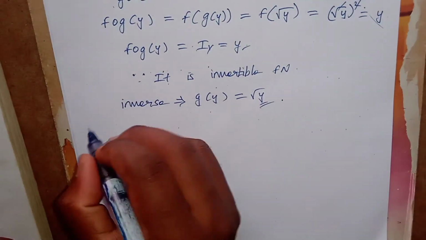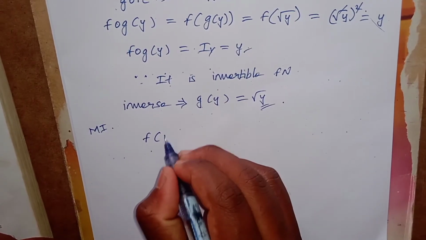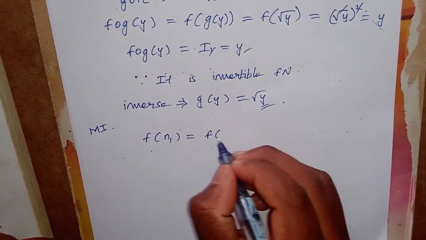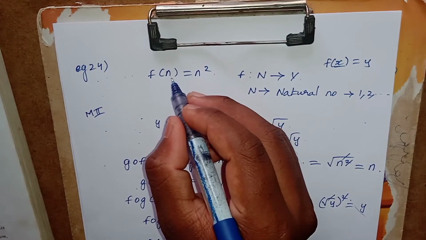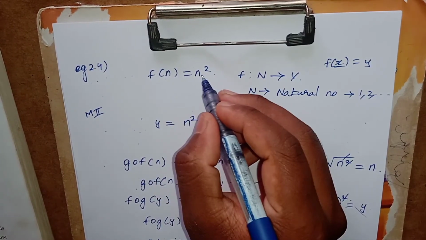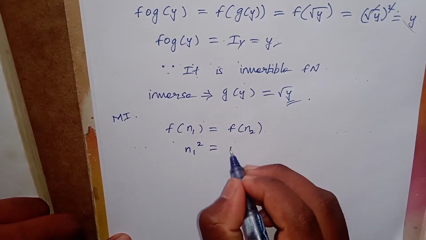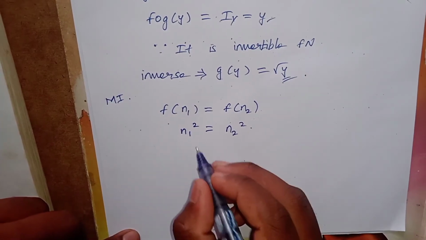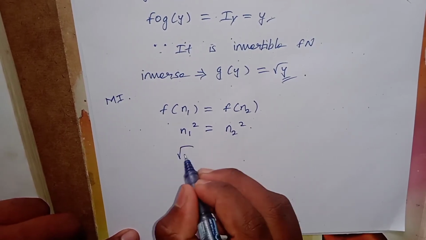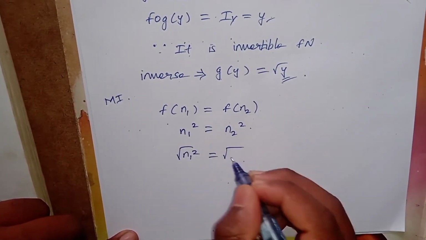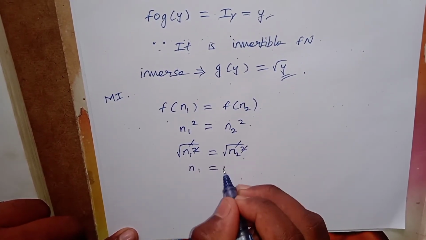Here method 1 I am solving. Here f of n1 is equal to f of n2. In the place of n we have to substitute n1, n1 square, therefore here n1 squared is equal to n2 squared. Here taking square root on both sides. Root n1 squared is equal to root n2 squared. Therefore squared and root cancel, therefore n1 is equal to n2.